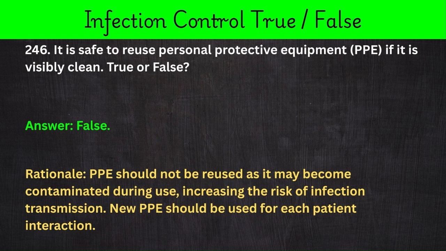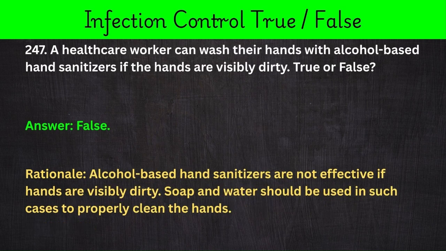246. It is safe to reuse personal protective equipment, PPE, if it is visibly clean. True or false? Answer: false. Rationale: PPE should not be reused as it may become contaminated during use, increasing the risk of infection transmission. New PPE should be used for each patient interaction. 247. A healthcare worker can wash their hands with alcohol-based hand sanitizers if the hands are visibly dirty. True or false? Answer: false. Rationale: alcohol-based hand sanitizers are not effective if hands are visibly dirty. Soap and water should be used in such cases to properly clean the hands.